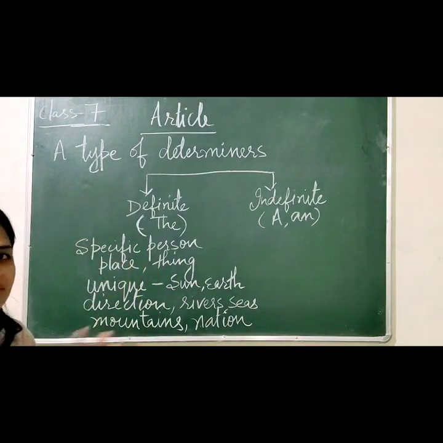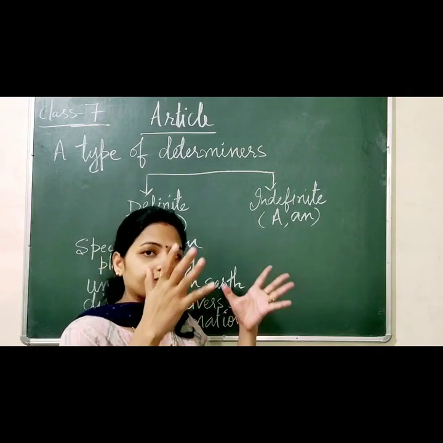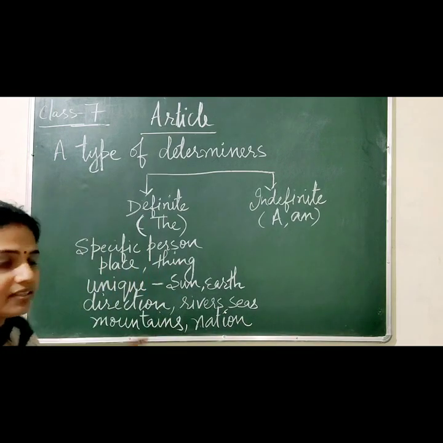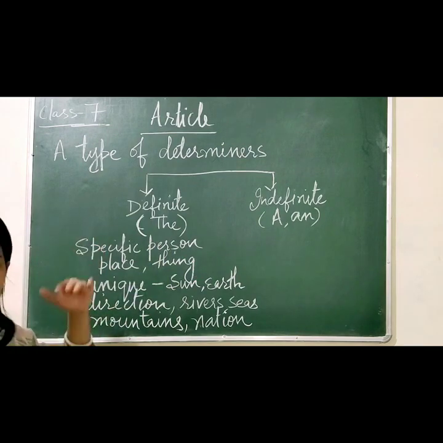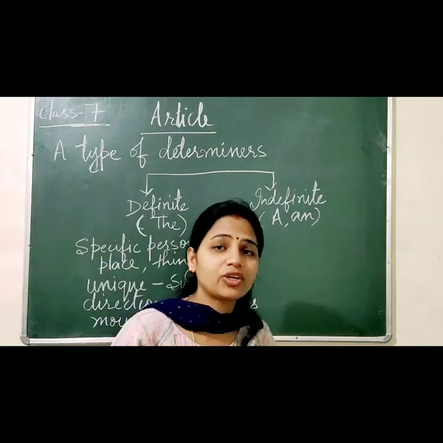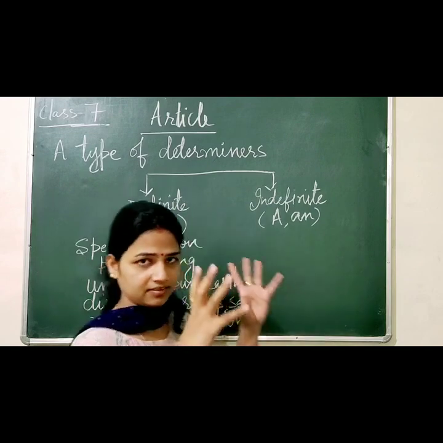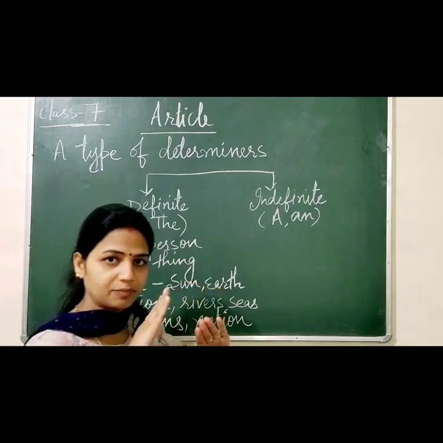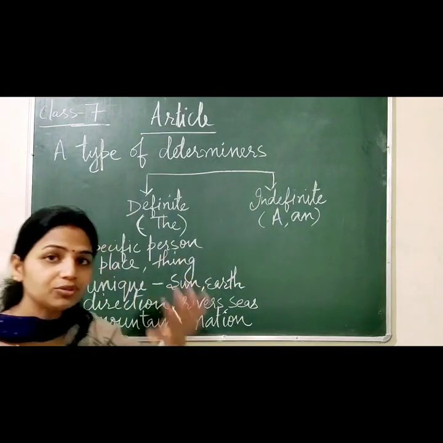Now we'll see some uses of it so that it will be easy for you to fill in, because a question will come: fill in the blanks with the appropriate articles wherever necessary. So for this we need to know what the various uses of the articles are. For the, mainly the is used for any specific name of a person, any specific name of a place, any specific name of a person, place or thing. If a particular name is there, we will use the before that name.